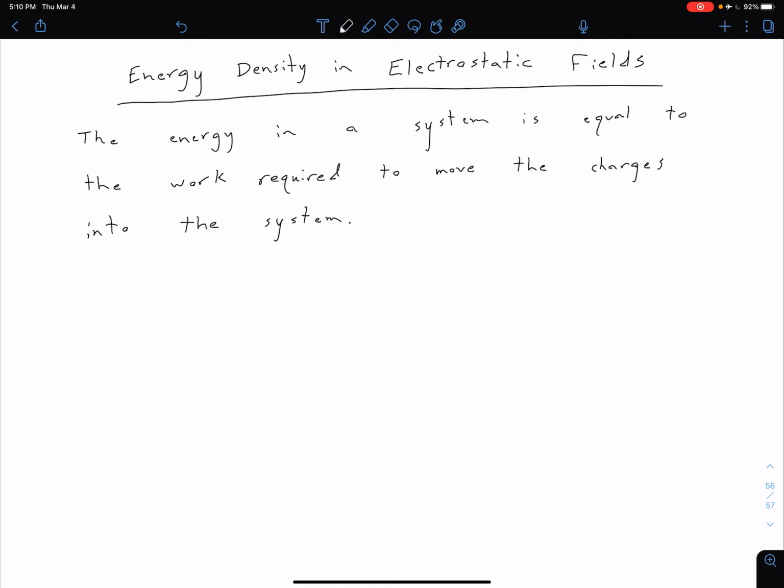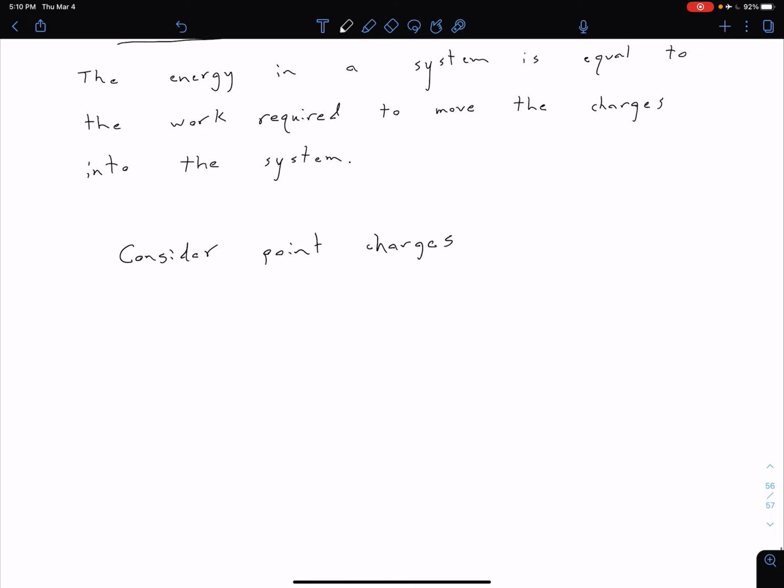If we have to exert X amount of energy to put something in the system, it's going to gain X amount of potential energy and therefore have that much energy density, or we're going to work our way towards the energy density. So let's start by considering point charges. Point charges are usually a good starting point. They're relatively simple to deal with.